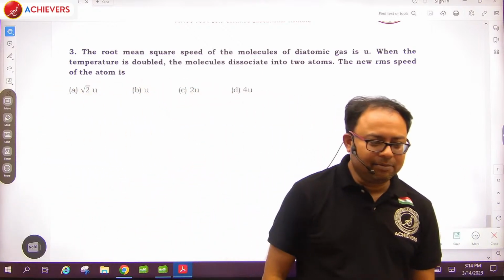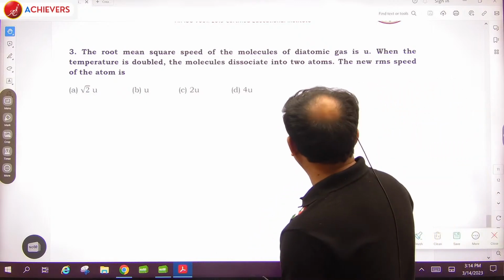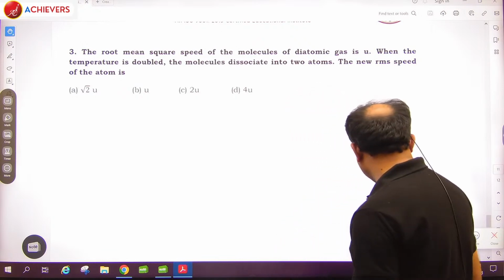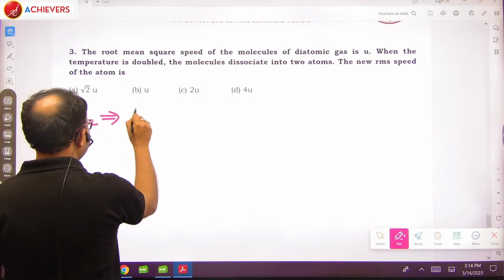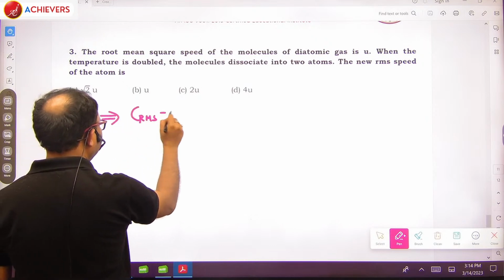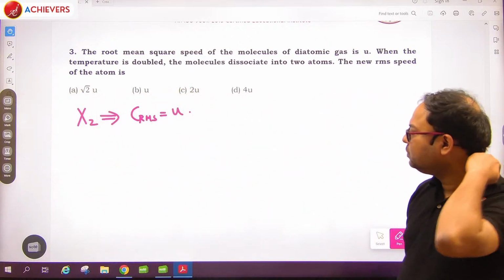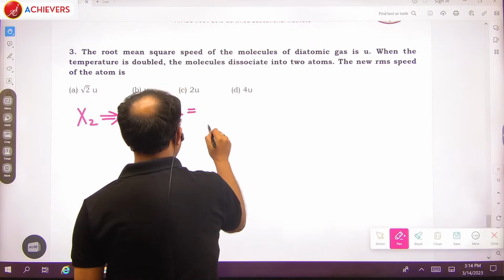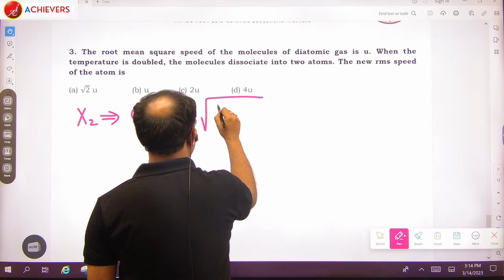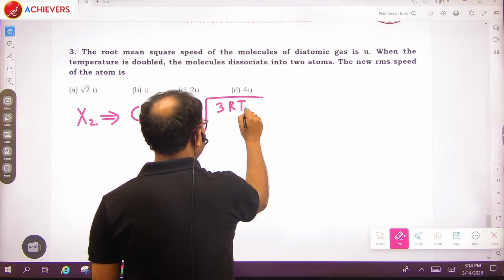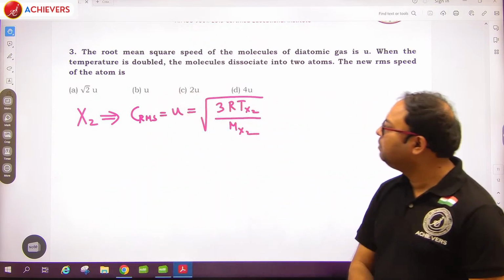The root mean square speed of the molecules of a diatomic molecule is U. So I've got a diatomic molecule, say X2. Its CRMS is given to be equal to U. This is basically the square root of 3RT of the diatomic molecule divided by the molar mass of the diatomic molecule.